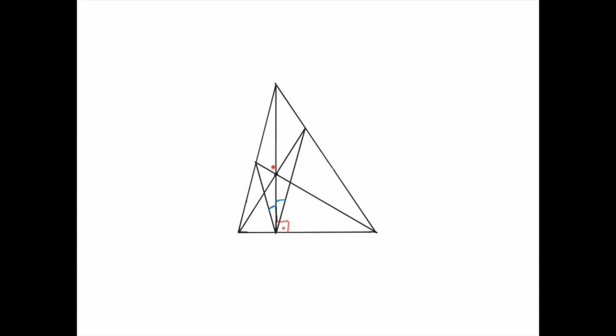See, here I took a random point on this altitude, I connected it like this and like this to get this point and this point, and then connected these 2 points with this foot of the altitude like that and like that. And that's how I got this angle and this angle. And now I'm going to prove they are equal.